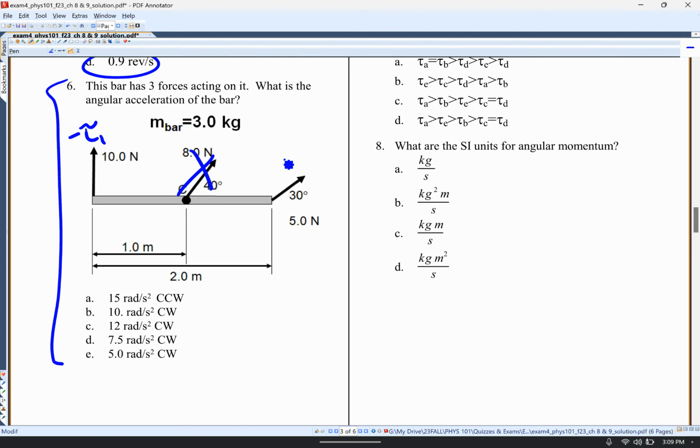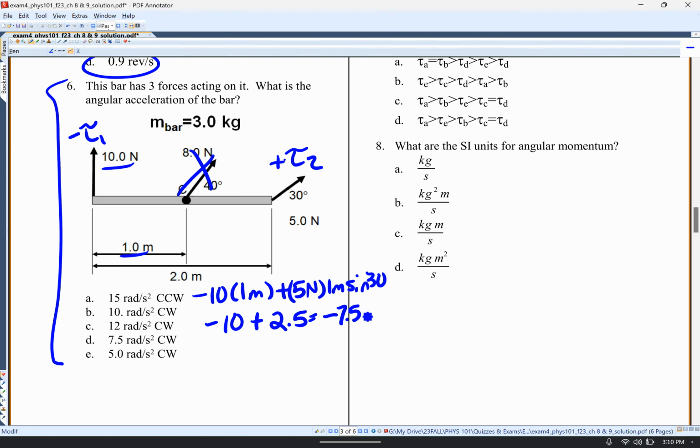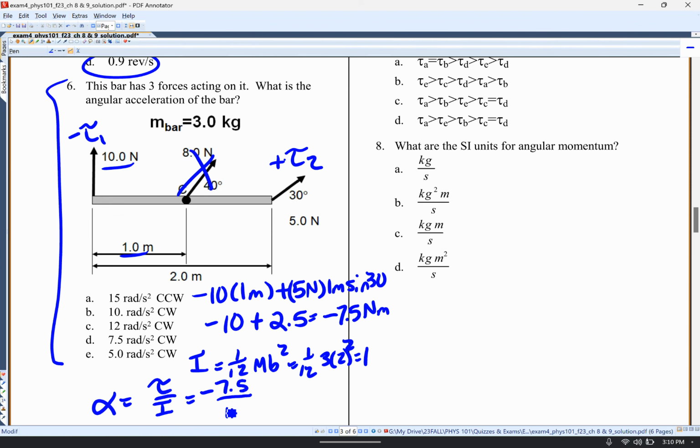And so the net torque is going to be negative torque 1. That's negative 10 newtons times 1 meter, plus torque 2, which is 5 newtons, also times 1 meter, times sine of 30. That's negative 10 minus 2 plus 2.5, which is negative 7.5 newton meters. Then I need to find the moment of inertia, 1/12 m L squared, 3 times 2 squared. That's equal to 1. And then alpha is going to be torque over I, 7.5 divided by 1, which is 7.5. And because it's negative, it is clockwise. All right.